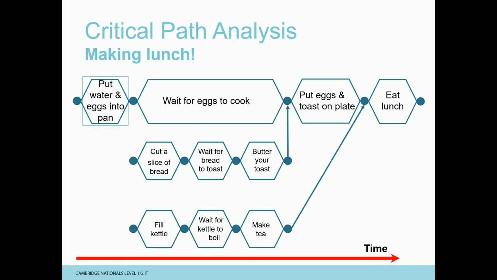So here we've got a critical path for making lunch, and we need to cook some eggs. Okay, we need to put some water and eggs into a pan. We need to wait for the eggs to cook. We need to put the eggs and toast onto a plate. We need to eat lunch. But we haven't made any toast, so we've also got to cut a slice of bread, wait for the bread to toast, and butter your toast.